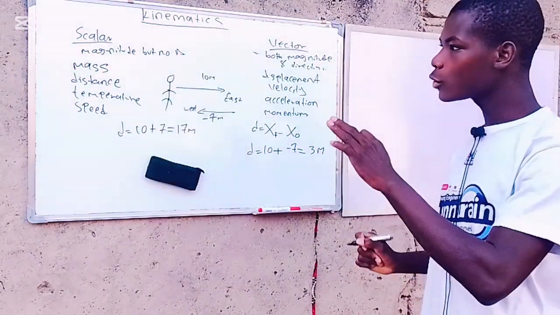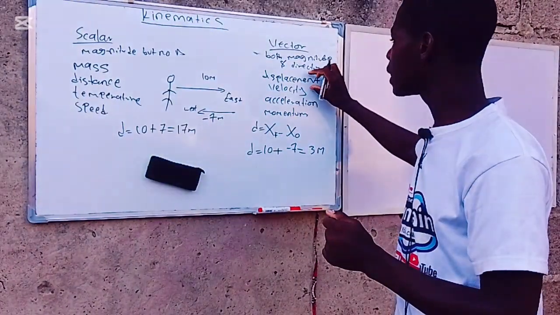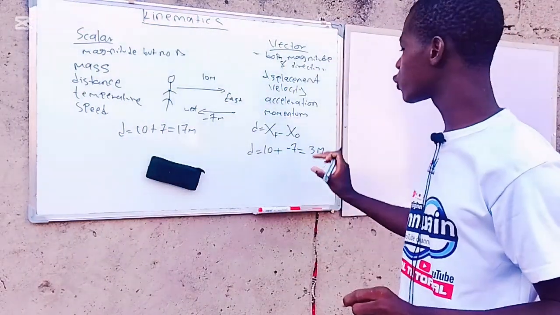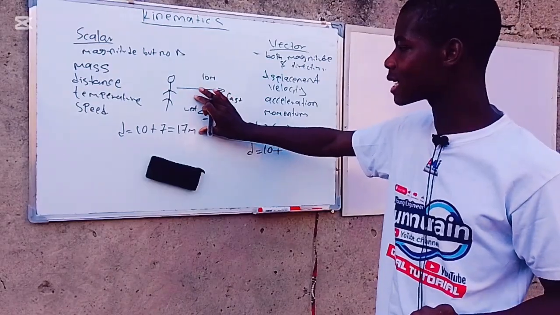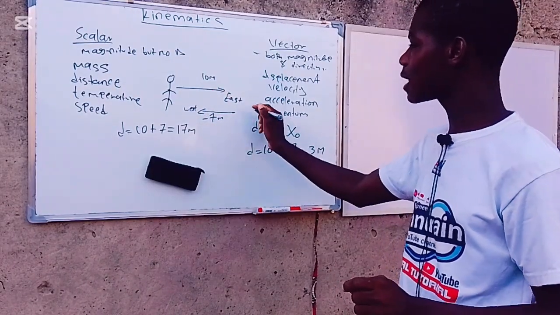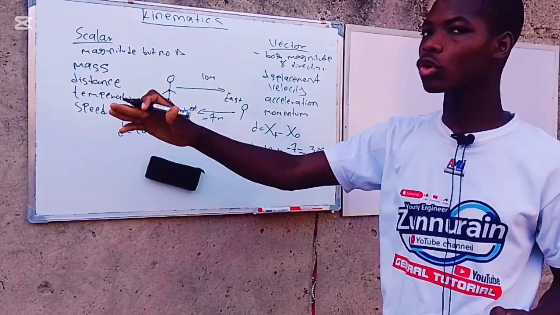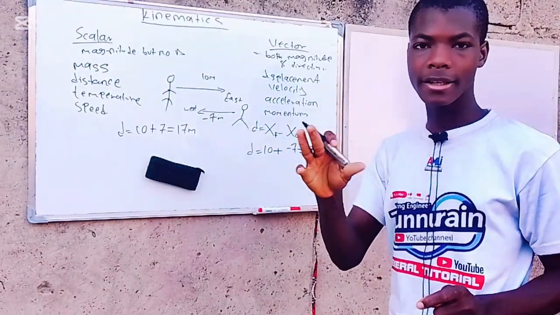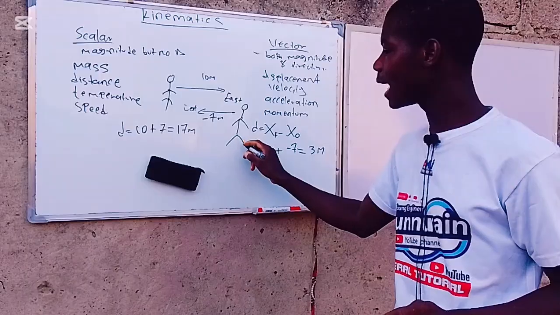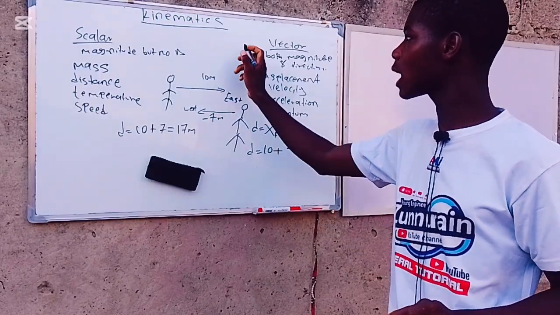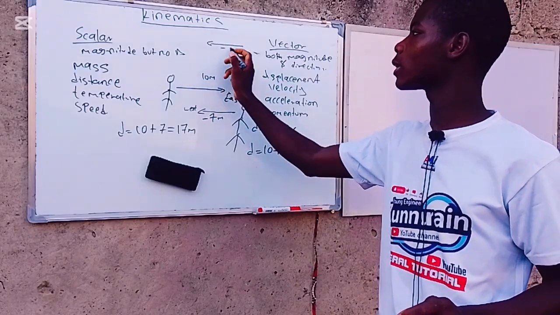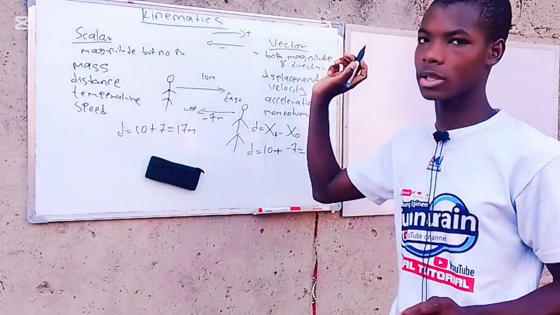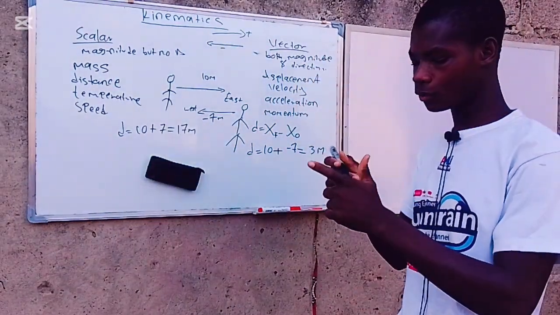What I need you to know here is that displacement has direction, but distance has no direction. As you can see, I indicate the direction the person moved toward the west as negative, while the direction going east is positive. This is all I want you to know.